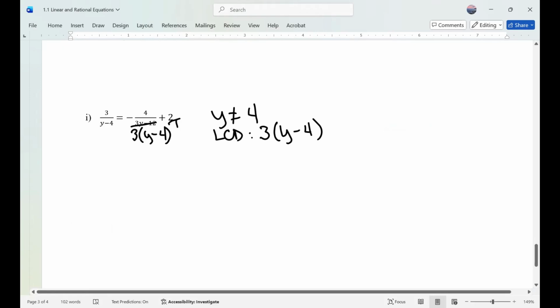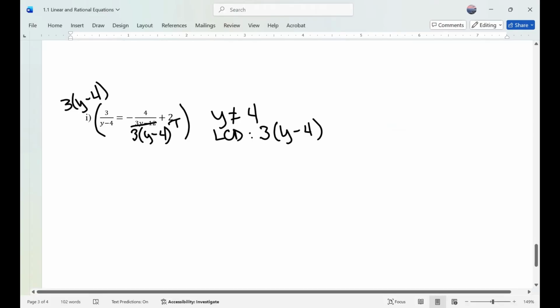All right, so now we're going to multiply everything by 3 times y minus 4. If you don't want to show it, that's fine. You don't have to show this multiplication, 3 times y minus 4. If you need to show it to each one, then show it to each one. There's nothing wrong with it.